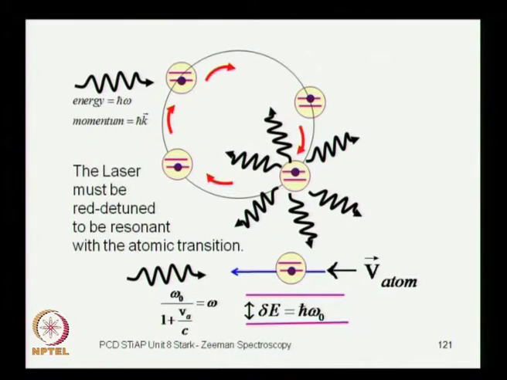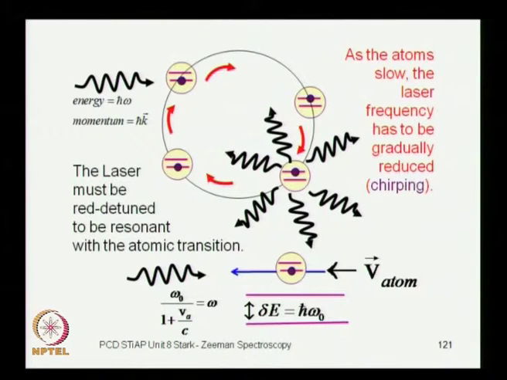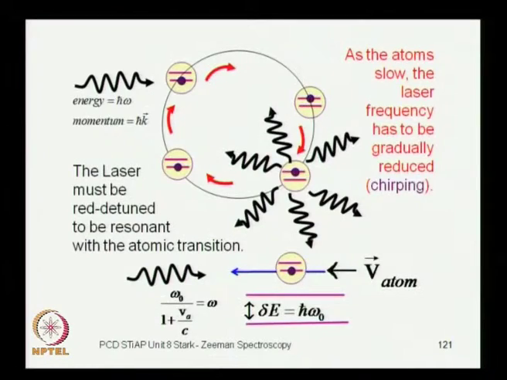So, there must be a red detuning, but when you have done it for the initial velocity, the atom now gets slowed. So, this red detuning has to be continuously changed, and you can do this by changing the frequency of the laser that you are using, and this is what is called chirping. So, you need to do some chirping so that you can achieve this cyclic loss of translational energy into the energy which is radiated away.